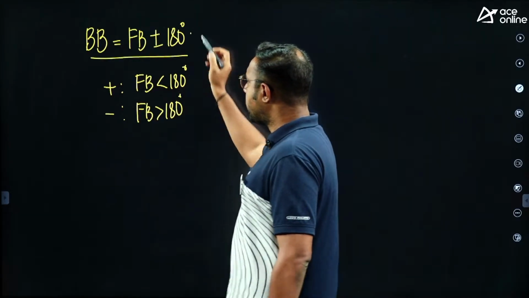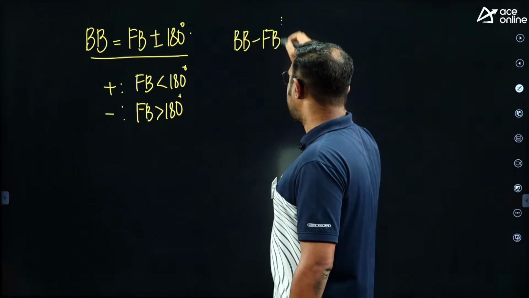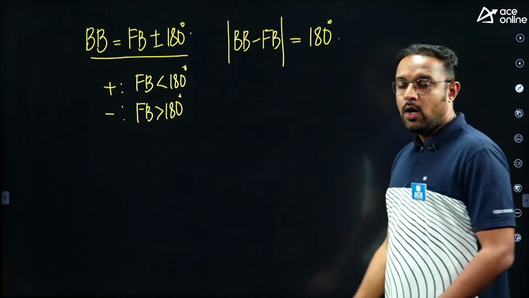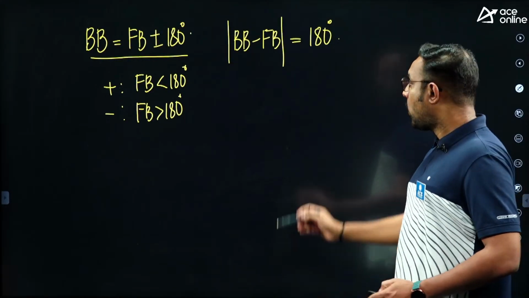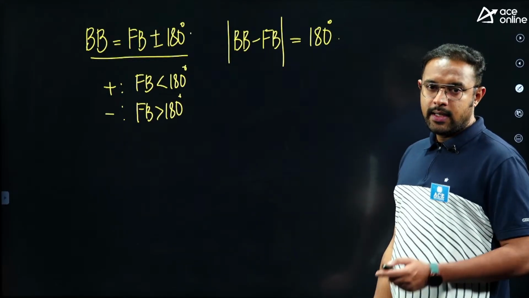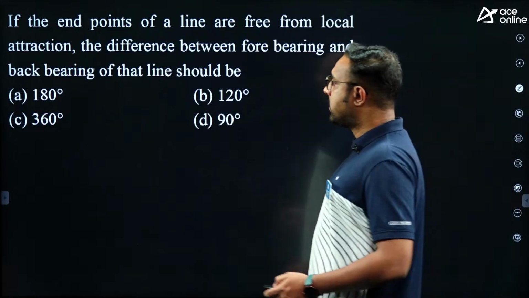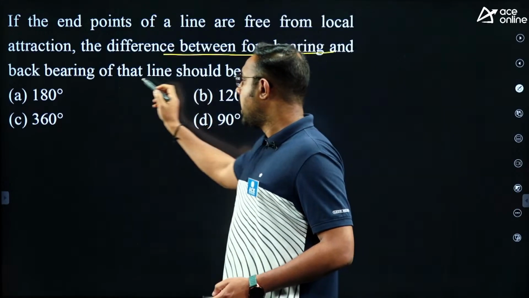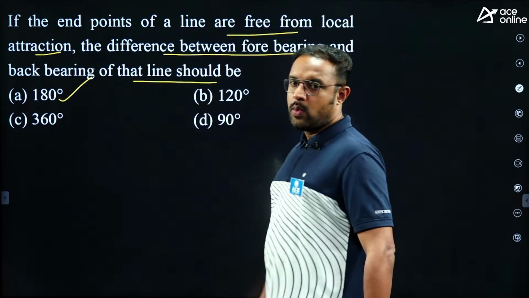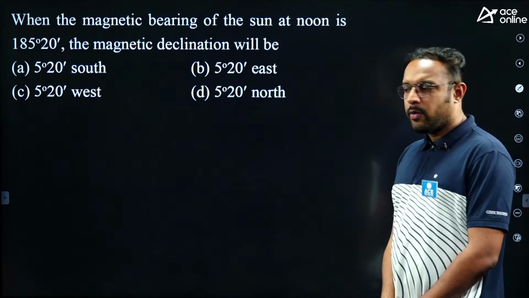Now, what they are asking is, what is the difference between the forebearing and the backbearing of the line? Remember, this difference is always equal to 180 degrees, provided there is no local attraction. What if the difference is not equal to 180? In any case, if the difference is not equal to 180 degrees, it means you have local attraction there. So what is the answer? The difference between the forebearing and backbearing of a line that is free from local attraction is always equal to 180 degrees. That's it. Now, this is one small numerical model.